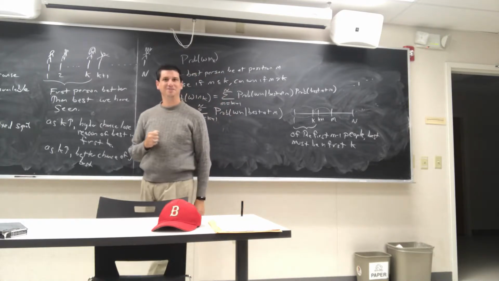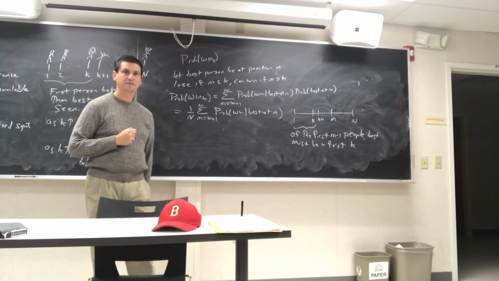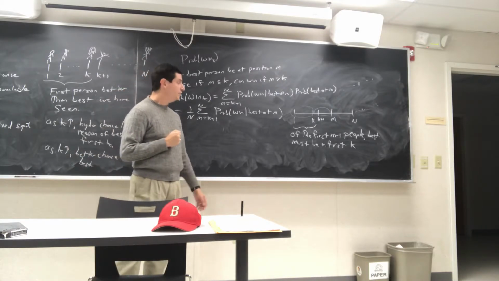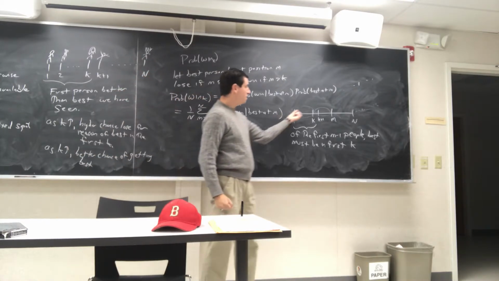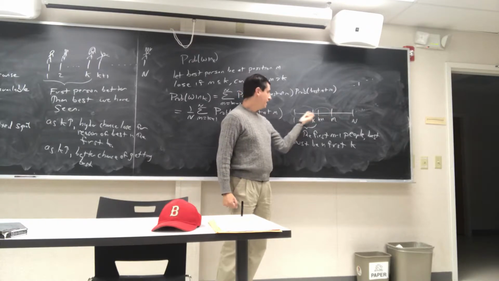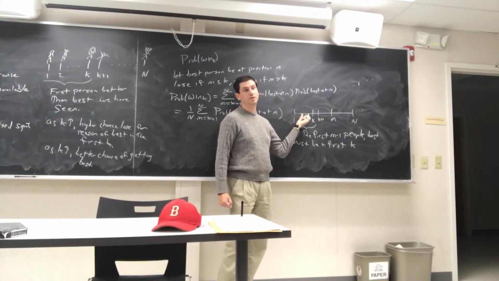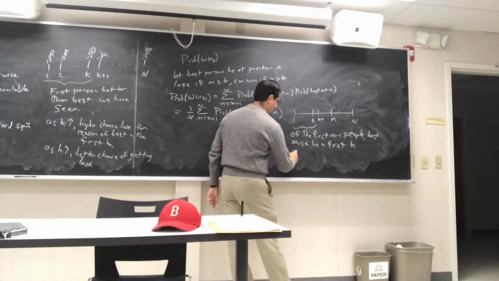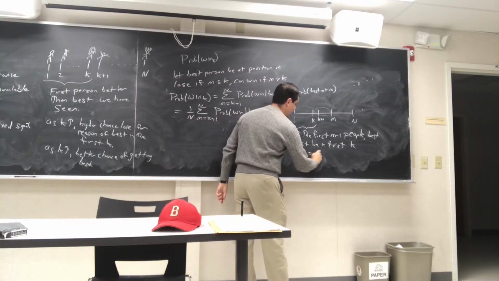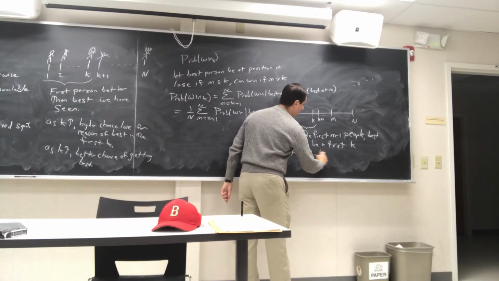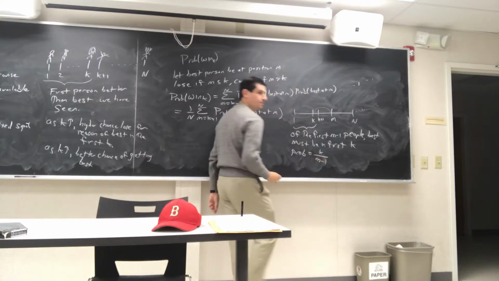What do you think? Yeah, K over M minus 1, because each of these spots is equally likely. I have to choose one number from 1 to M minus 1. If I choose one of the K numbers to put the best of the first M minus 1 people, I win. So the probability is equal to K over M minus 1.